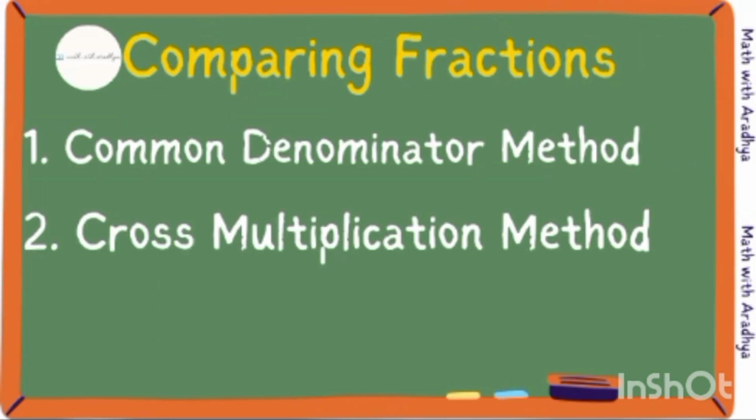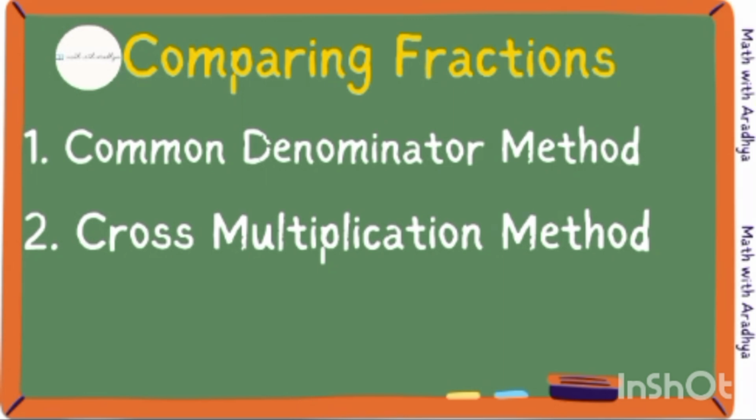So, when we are comparing fractions, we have a few methods at our disposal. First method is the common denominator method and second is the cross multiplication method. In the common denominator method, we convert both fractions to have the same denominator and then compare the numerators. And in the cross multiplication method, we cross multiply the fractions and then compare the results, as we use these methods to solve the following examples.